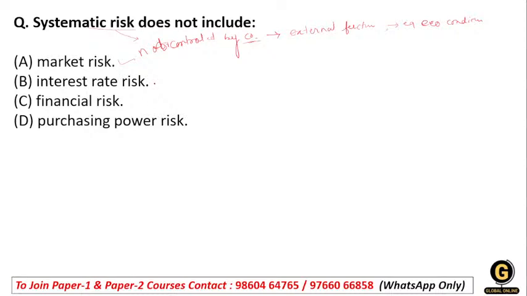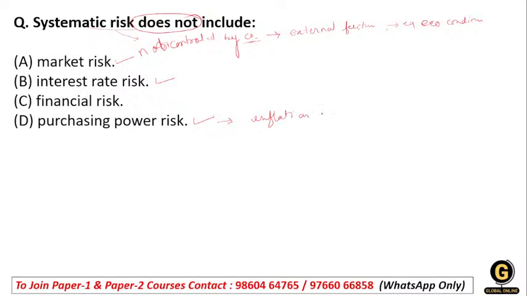Interest rate risk is the impact of fluctuation of interest rates on your investment, especially bonds. So this is also a kind of systematic risk. Actually, sorry, I got confused. In systematic risk we include market risk, and interest rate risk is a kind of systematic risk, and purchasing power risk is also systematic risk, because it happens due to inflation.